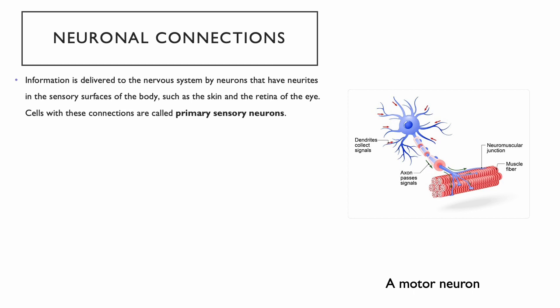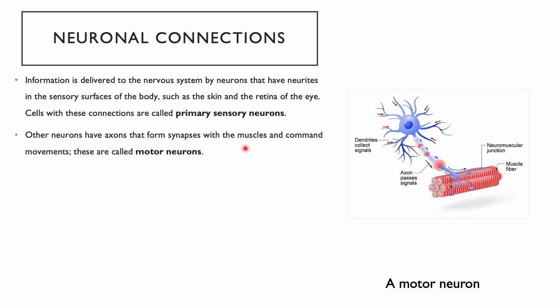It's also really important to understand how neurons connect, because neurons are taking in different sensations throughout the body, sending them back to the brain, and then motor neurons are going to play an important role in commanding our muscles that require movement after feeling these sensations. Neurons that are responsible for the delivery of sensations to the brain from the rest of the body, such as the skin or the retina of the eye, are called primary sensory neurons. Other neurons that have axons that form synapses with the muscles and command movements following sensations are called motor neurons.